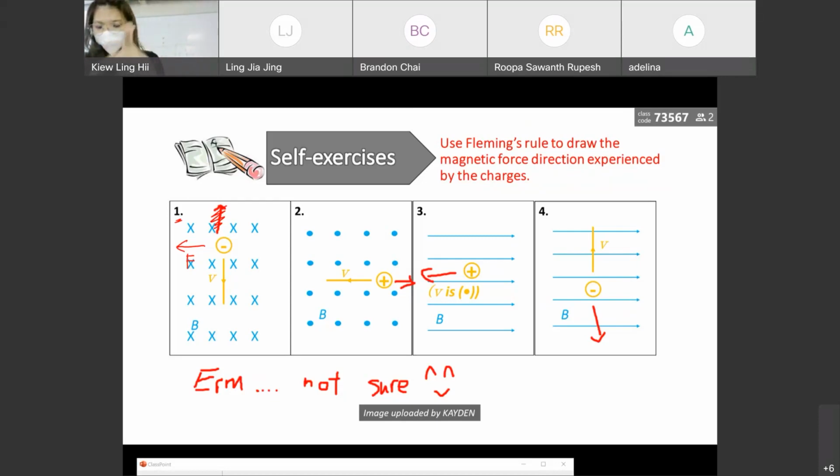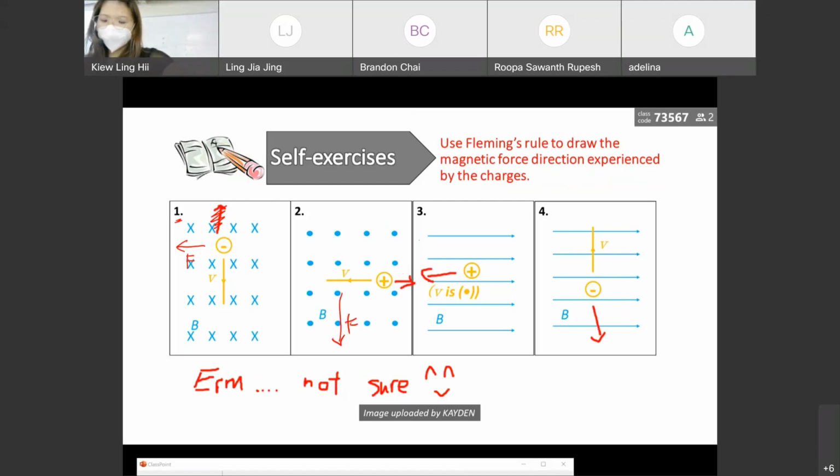Positive charge use left hand. So B is coming out from the screen. So pointing finger up from your screen. Velocity to the right. So where does your thumb show? Going down, right? Oh, thumb is going downwards. So force is going downwards.